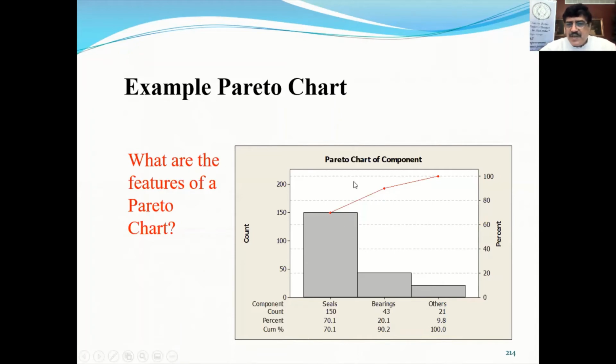So here are features. This is the cumulative. At the end, it ends up with 100. It's the same, just plotting these numbers there. So 70% is the 70 here. That's the percentage here. So 70% is mechanical seal, 90% maybe is seals and bearing, and of course all of them contribute to 100%.